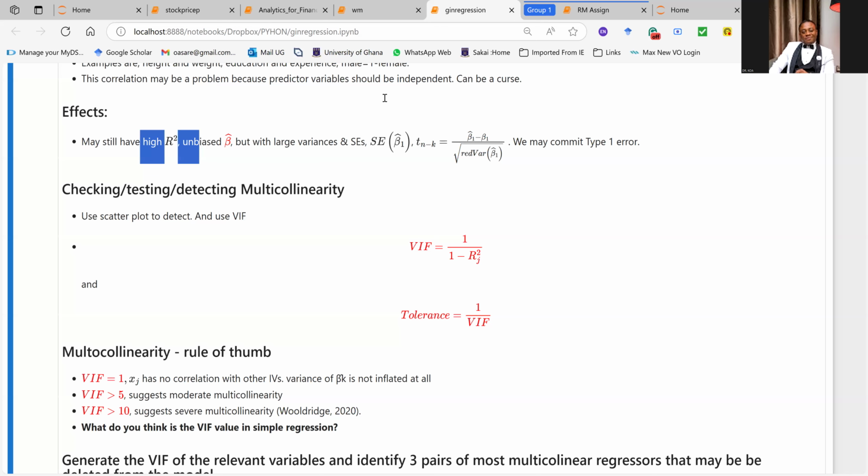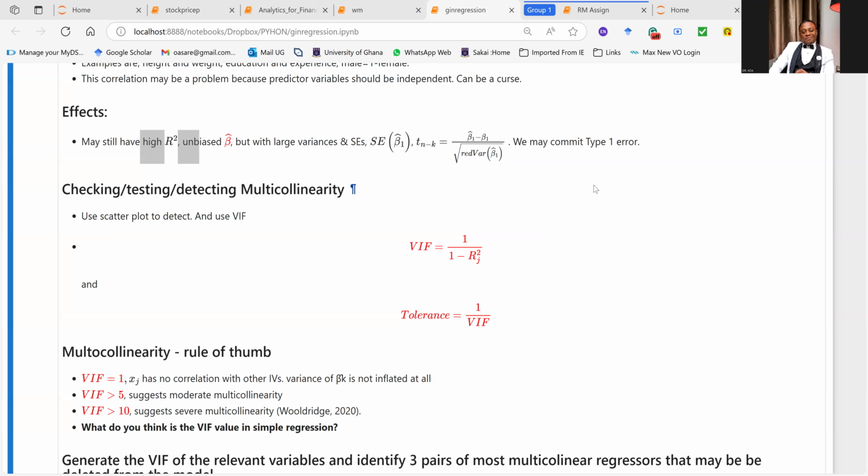Let me see if I can pick on someone. Ernest, Joseph Ernest. Doc, what is the VIF value for simple regression? Doc, please, it's 1. Why? Hello? Why is it 1?